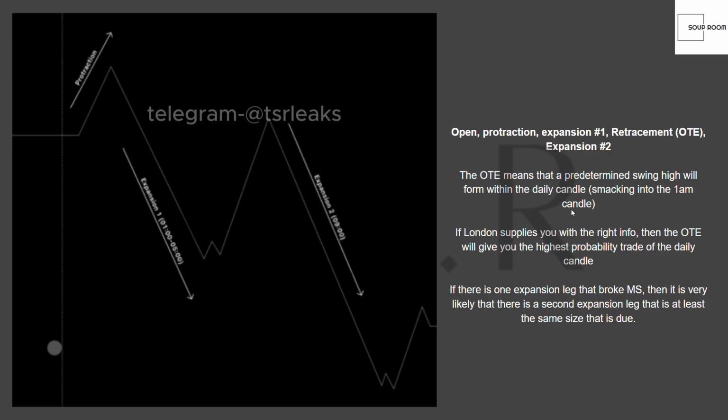If London supplies you with the right info, then the OTE will give you the highest probability trade of the daily candle. Trading the OTE is more high probability than trading at London. Why? Because the market structure shift has already occurred. You are trading alongside order flow.